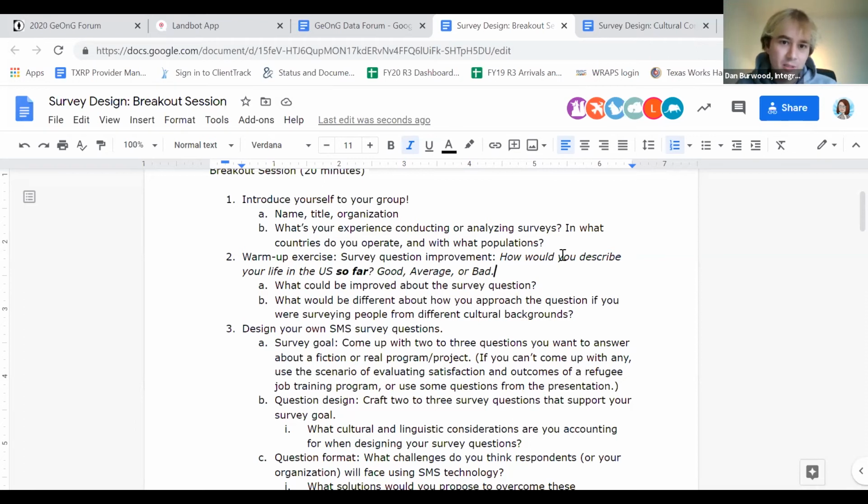Yeah, exactly. Kind of, sorry, there's not a sense of a comparator, like good, average, or bad compared to what. I mean, in this context, for example, if they're refugees, maybe anything might appear better than the previous situation. Yeah, maybe it's good compared to their expectations rather than that kind of thing.